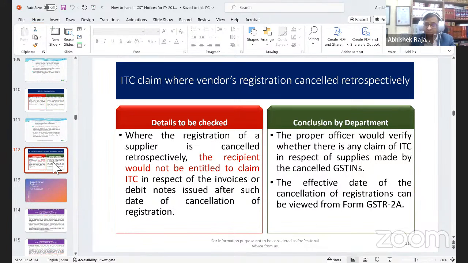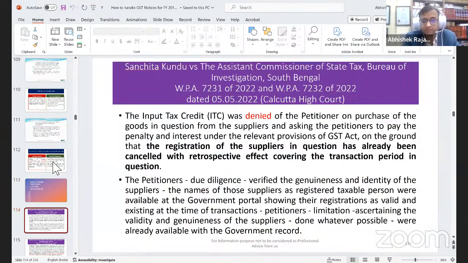See, facts are not in your favor. Case laws are altogether not in your favor. See, there is a mix of case laws, some in your favor and some in favor of the department. So how to handle this? Now you have to carefully draft your appeal. You can use Sanchita Kundu.